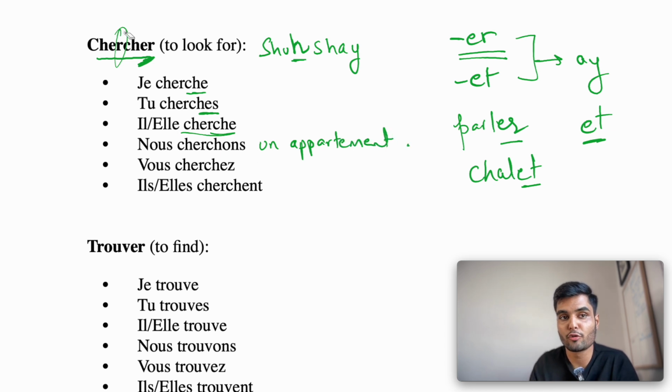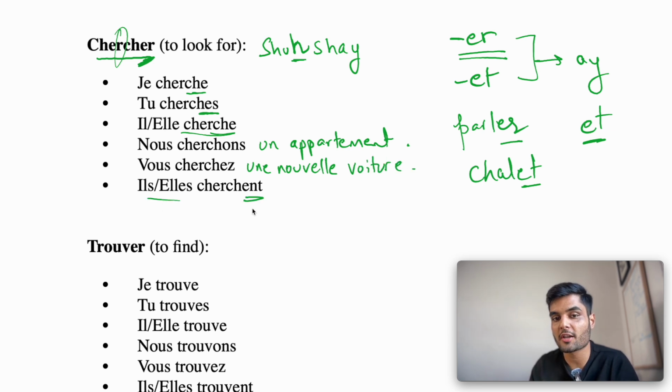Vous cherchez. You are looking for a new car. Vous cherchez une nouvelle voiture. And then il, elle cherche. Okay, this is going to be our pronunciation and conjugation and some examples of the verb chercher.